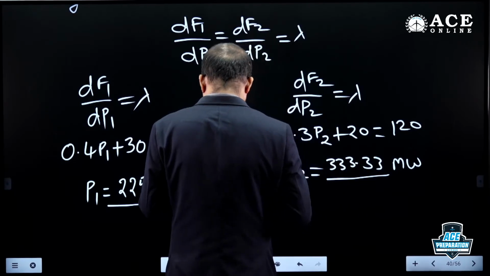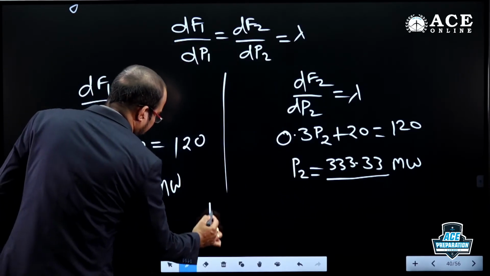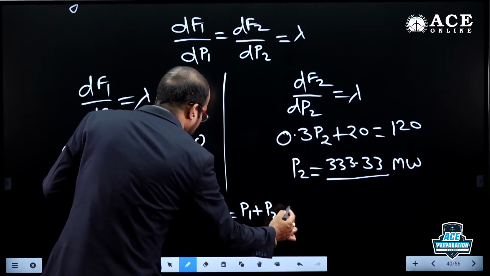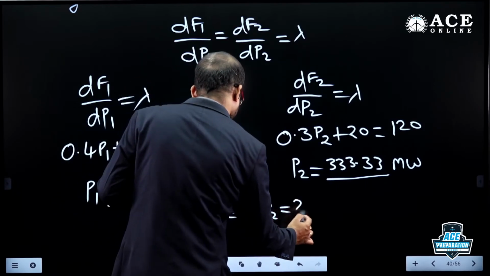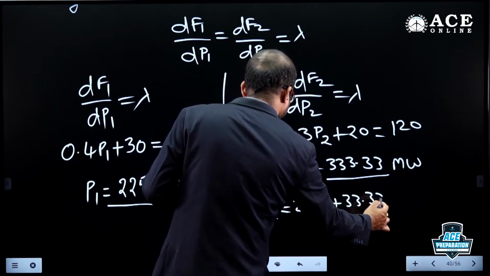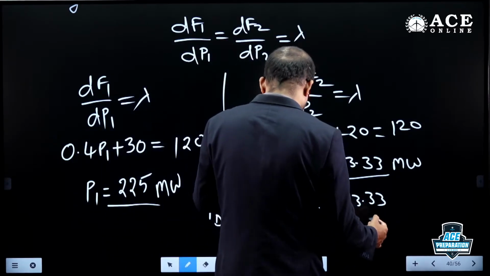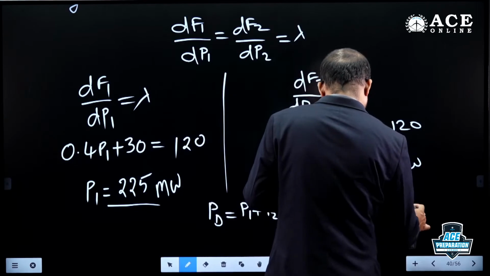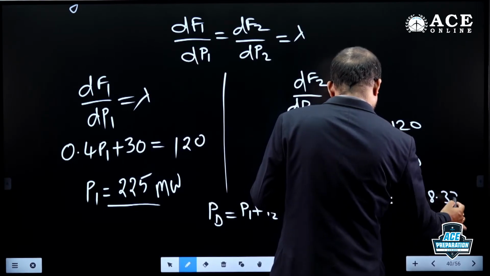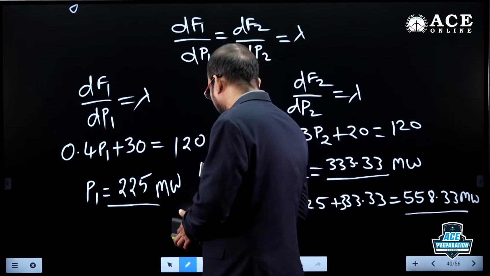megawatt, 333.33 megawatt. So what is the power demand here? How do you calculate? PD is P1 plus P2. P1 is 225 plus 333.33. So what is the power demand that you get? 558.33 megawatt. That's what we can calculate here.